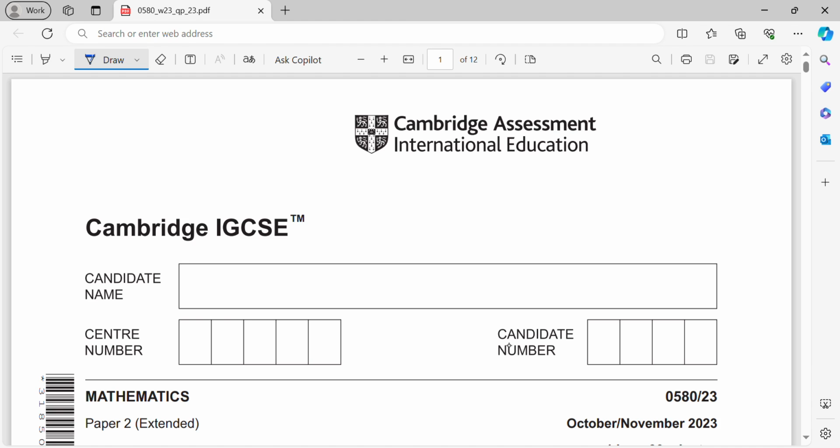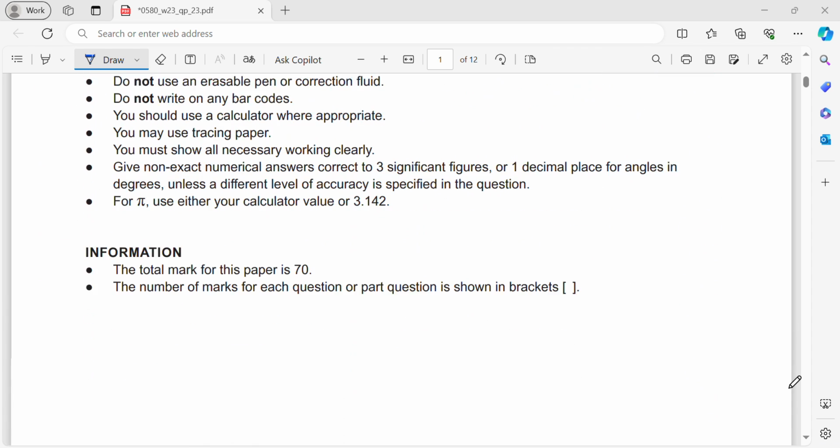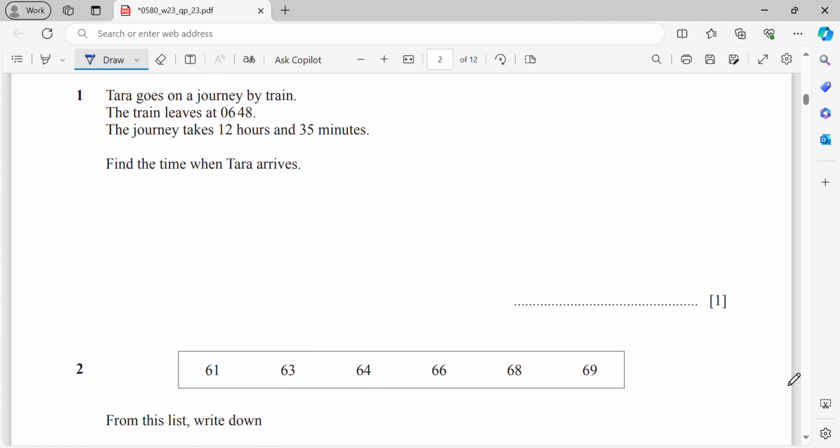This video is to discuss Cambridge IGCSE Mathematics Paper 2, which is the Extended Mathematics for October-November 2023, and the code is 0580/23. So let's move on to question number 1.